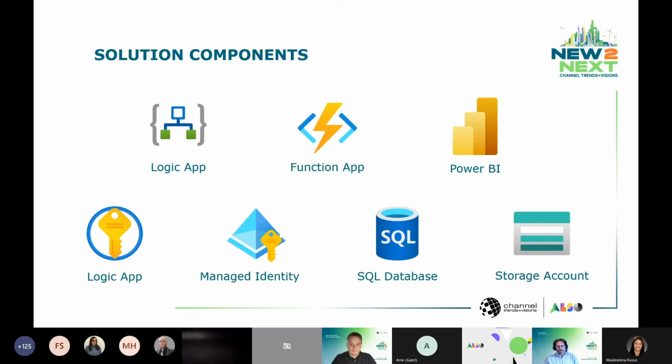If you look at the solution components itself, we have three major components here. We have the Logic app, we have the Function app, and we have Power BI. On the other hand, we also have some supporting components. We need a key vault, we need a managed identity, we need a SQL database to store the data, and we need a storage account that will help us to run the Function app itself.